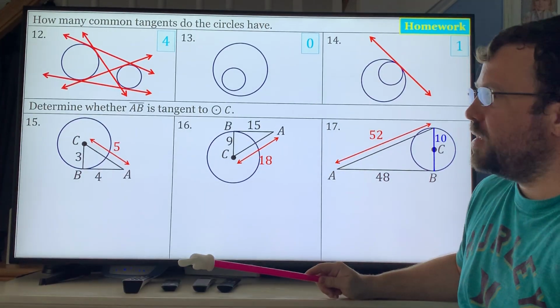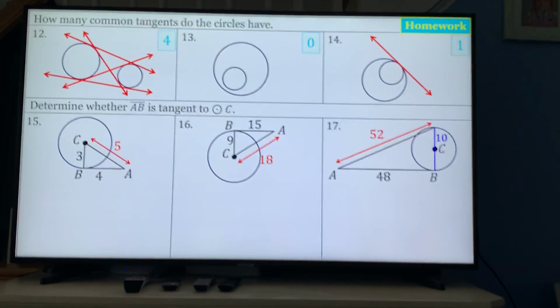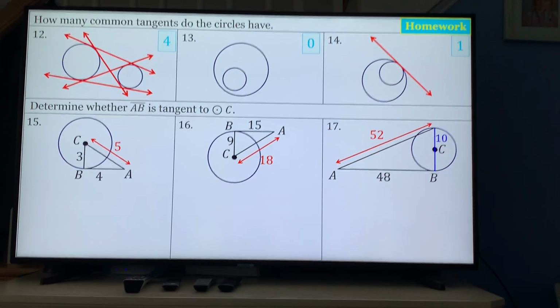For problem 15. All right, hold on one second. Yeah. I want to go home.